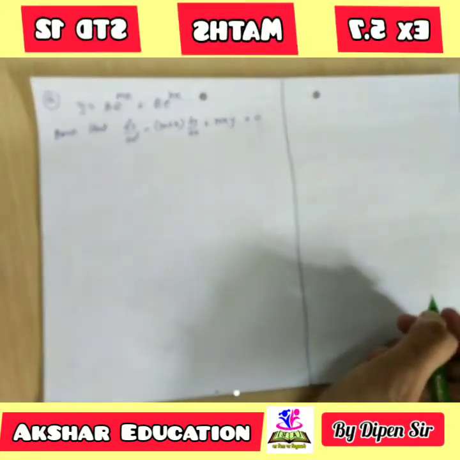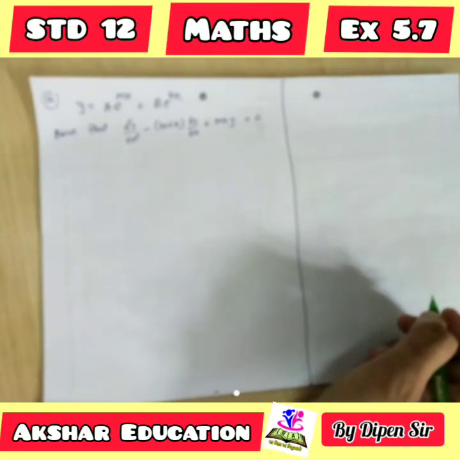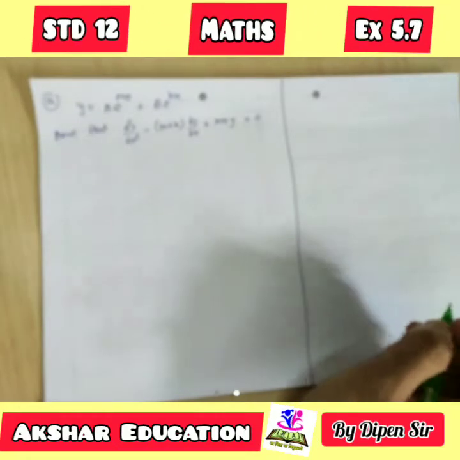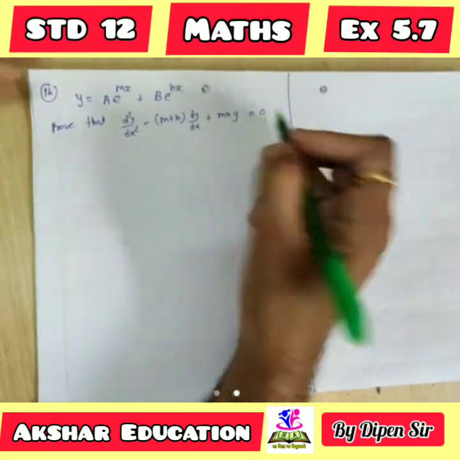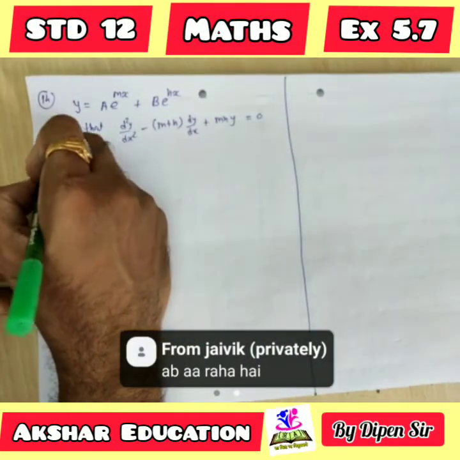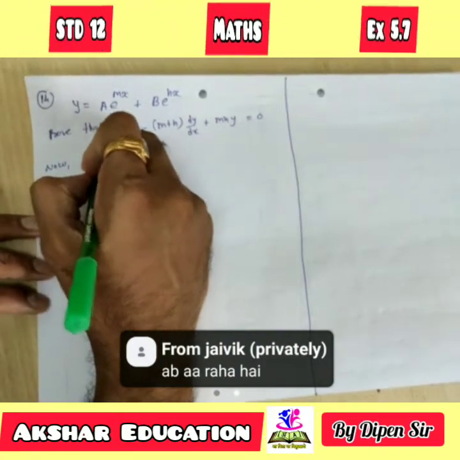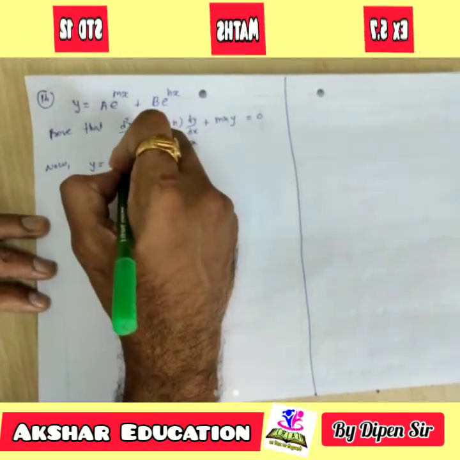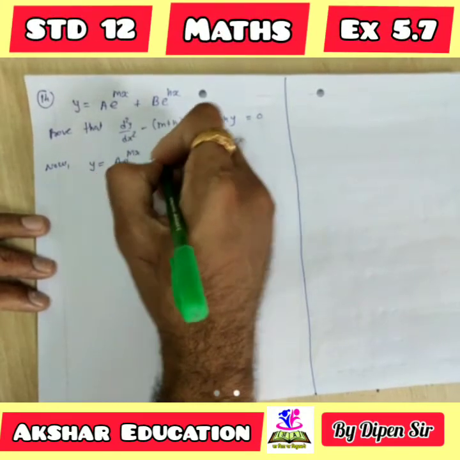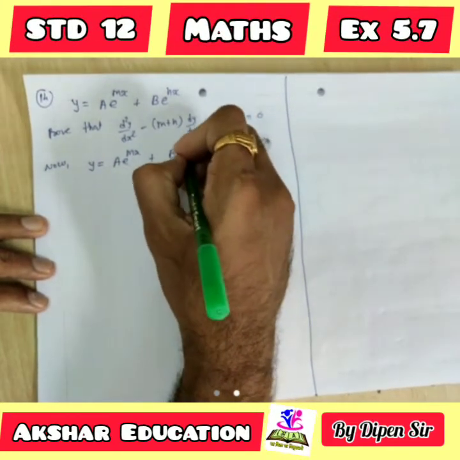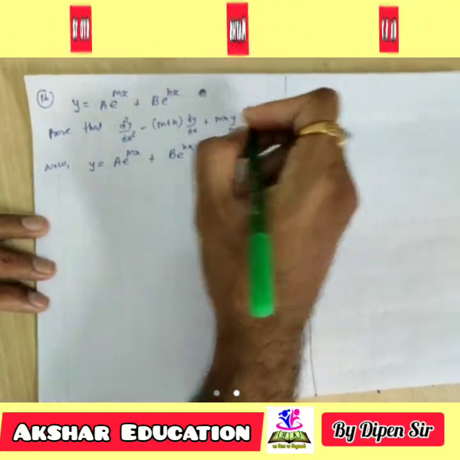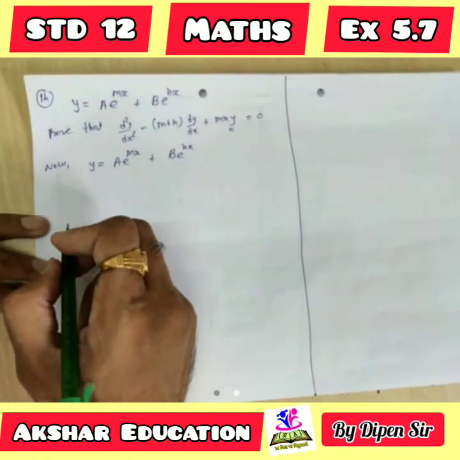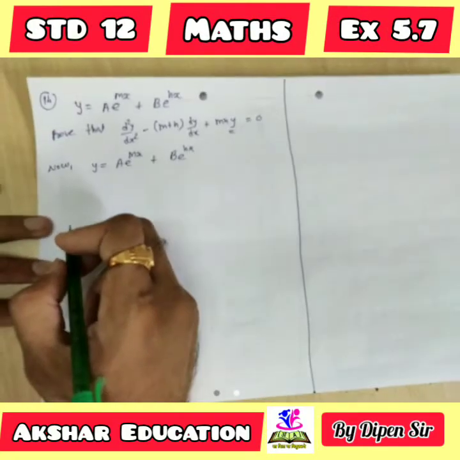Now, for this sum, what we will do? First, we will find the first order derivative, then the second order derivative, and we'll put in the value of y. And then we'll simplify it. We'll get the answer 0. Done. So now we'll start with the y. Your y is a into e raised to mx plus b e raised to nx. This y we'll put over here. Again, we require dy by dx. So now differentiate it on both sides with respect to x.